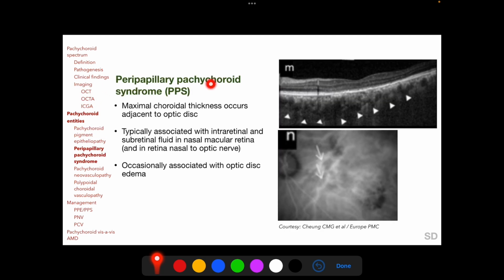In peripapillary pachychoroid syndrome or PPS, maximal choroidal thickness occurs adjacent to the optic disc and is typically associated with intraretinal and/or subretinal fluid in the nasal macular retina and in the retina nasal to the optic nerve. So this is an OCT scan of a patient with PPS showing thicker choroid nasal to the fovea as compared to the thickness of the choroid temporal to the fovea, and on ICGA, pachyvessels are found in the nasal macula. PPS is occasionally associated with optic disc edema.